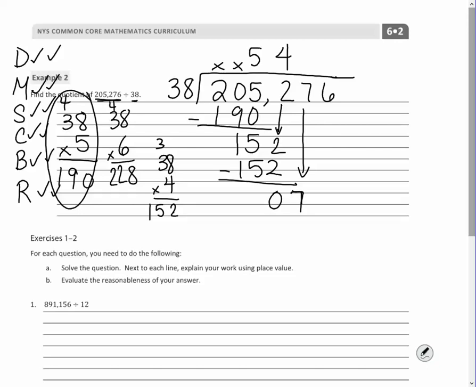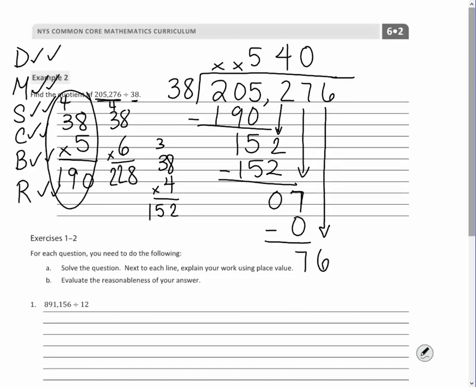Does 38 go into 7? No, it doesn't. So this is where a lot of kids are going to goof up. 38 does not go into 7, so we need to put a 0 here. All right, so 38 times 0 is 0. You're going to bring all this down. You multiply, subtract, you get 7. Bring down the 6.